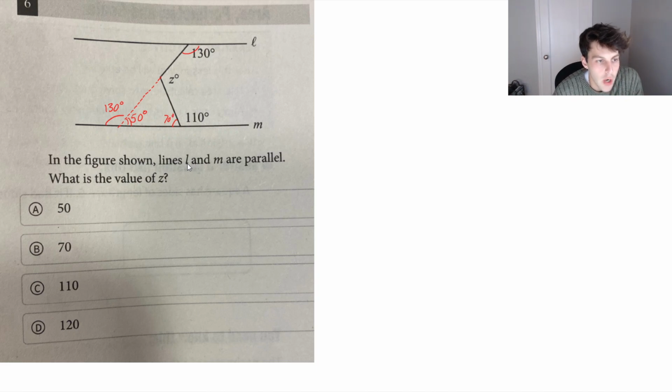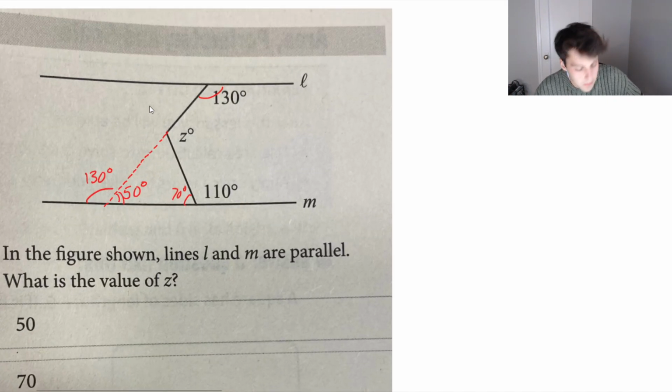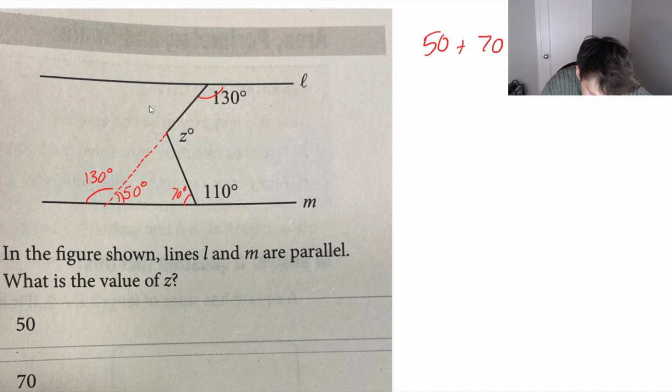And now we've got this triangle. This triangle has got to add its angles to 180, right? So we know that 50 plus 70 plus, let's call it x, that's got to be equal to 180.